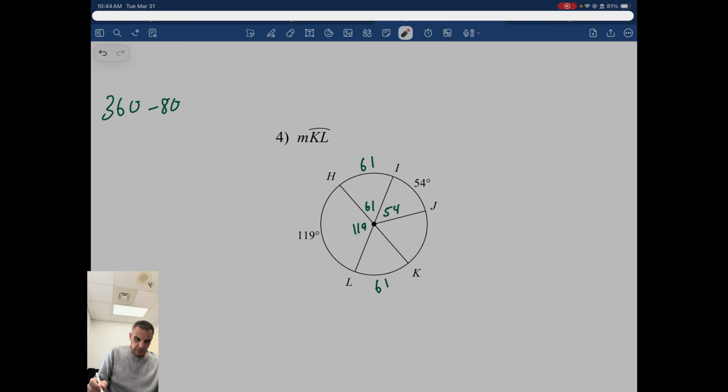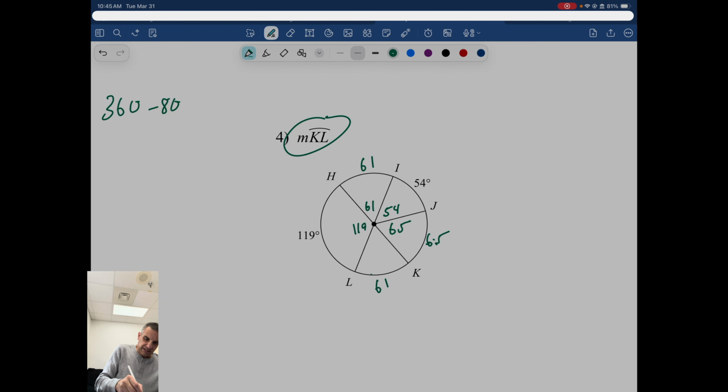So I can go 180 minus 54 minus 61. You heard a little hesitation in there. I looked up to see what the question was and realized I'm doing probably more work than needs to be done, because the answer is just KL, which is right there. So I had the answer already. I like to do more sometimes.